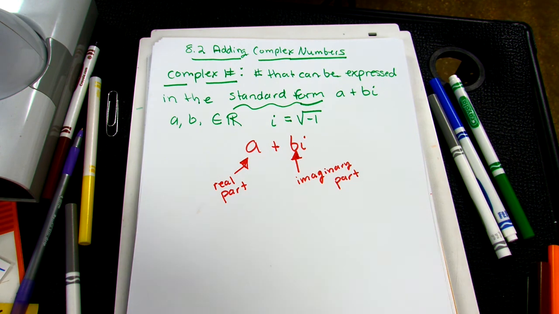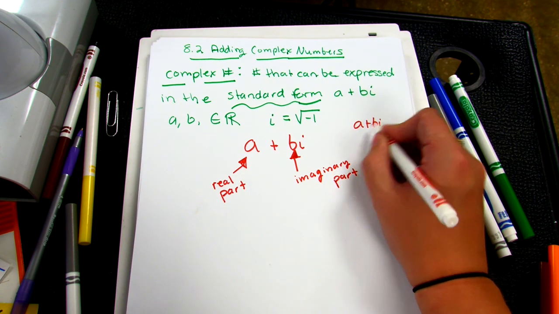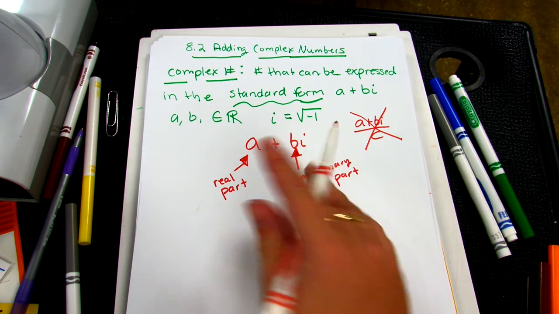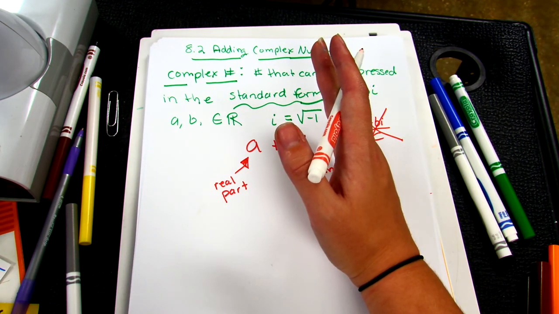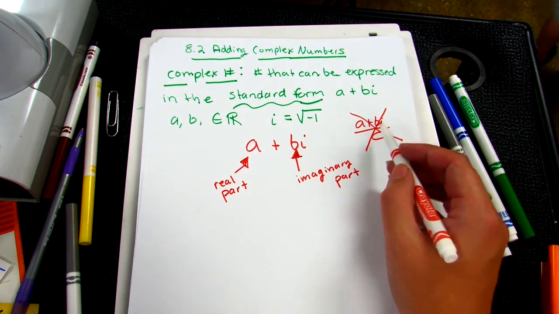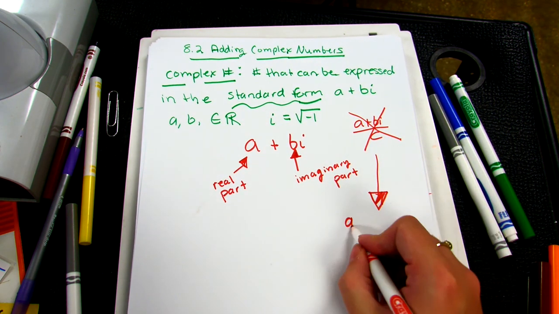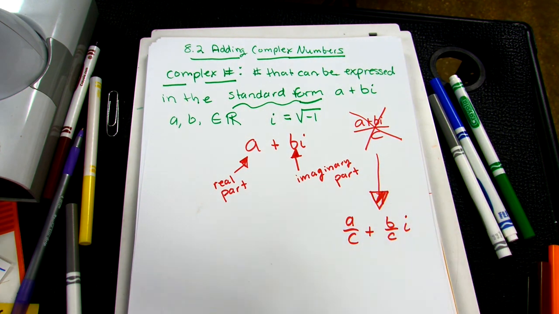We never leave an imaginary number in the form of a plus bi divided by c. That's a big no-no. It's always going to be split up into the real part and the imaginary part. So instead of doing that, we can turn it into this: a over c plus b over c i. So just do that and then reduce your fraction.